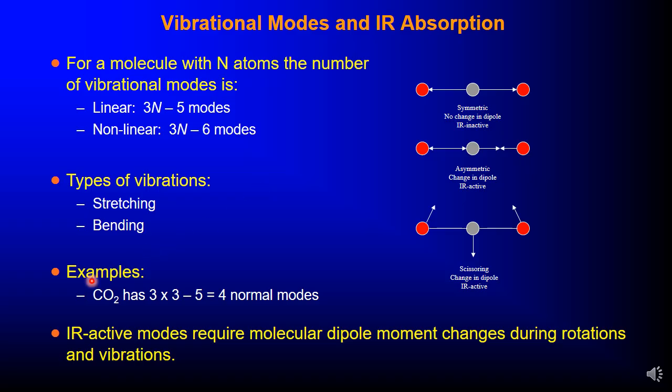Example, if we have carbon dioxide, we remember it has 3 atoms, so because it is linear, it is going to have 3 times the number of atoms, which is 3, minus 5. So 4 normal modes are possible. IR active modes require molecular dipole moment changes during rotation and vibration.